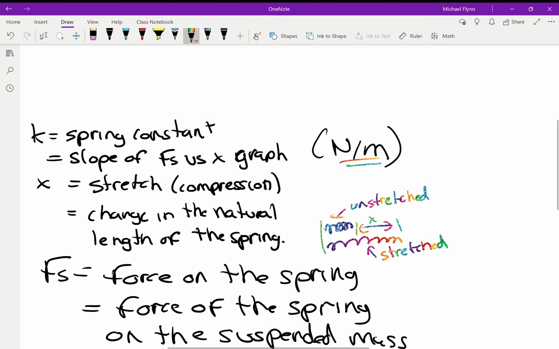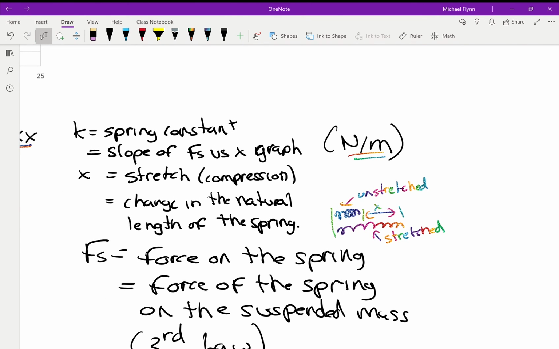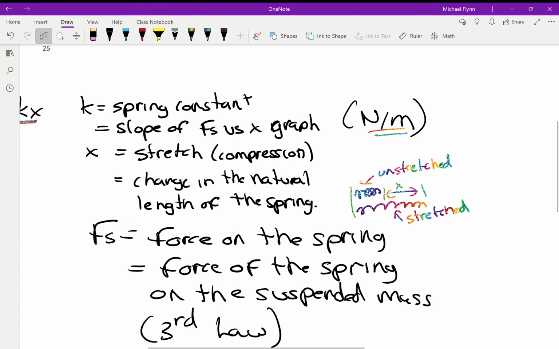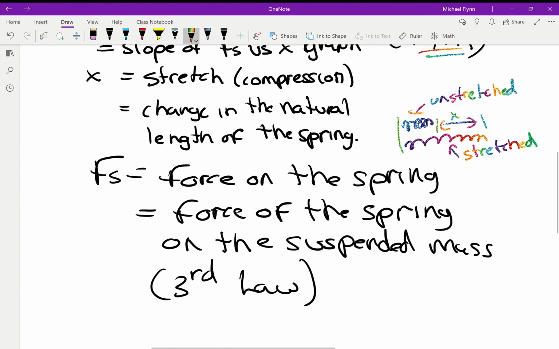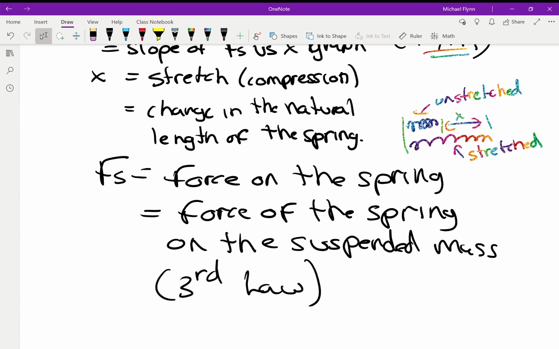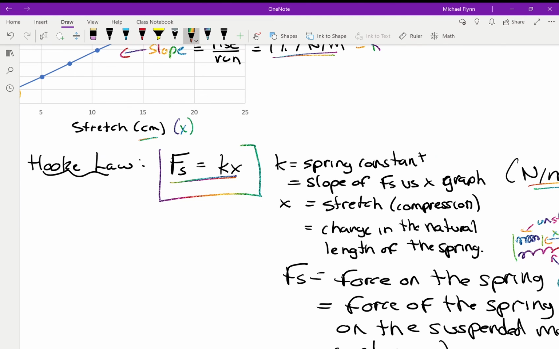Now x could also be a compression because some springs you can compress, and the change in length would be like if it gets shorter, and the amount it gets shorter by is the compression in the spring. We'd still call that x, okay? So it's the change in the natural length of the spring. Okay, and this natural, unstretched, uncompressed length. All right, so Fs, of course, is the force on the spring in newtons, I should say, okay? And that would also equal the force of the spring on the suspended mass because of Newton's third law. All right, so this, in a nutshell, this formula I'll put in a box, that's Hooke's law. That's it. Pretty straightforward, right?